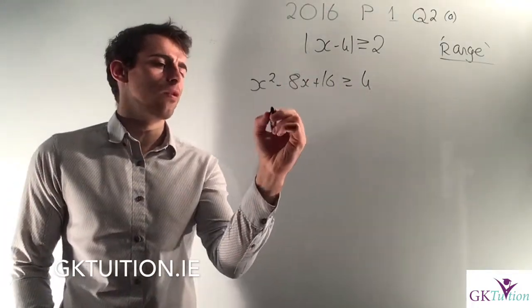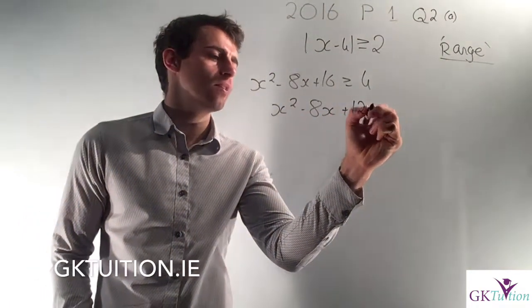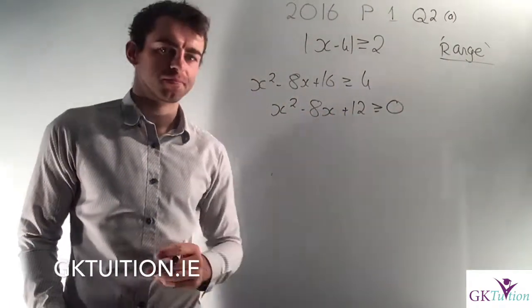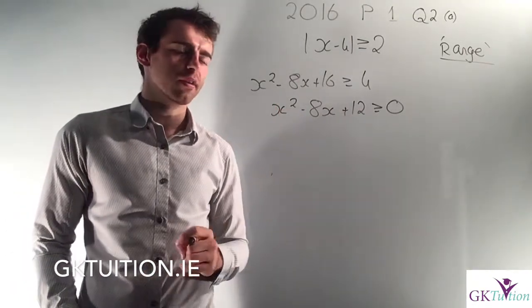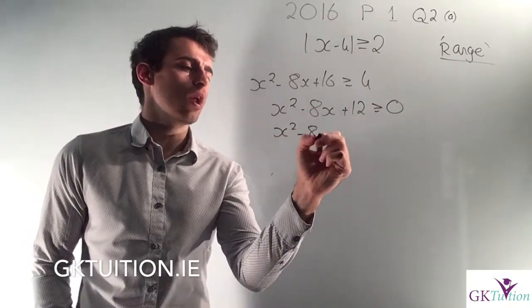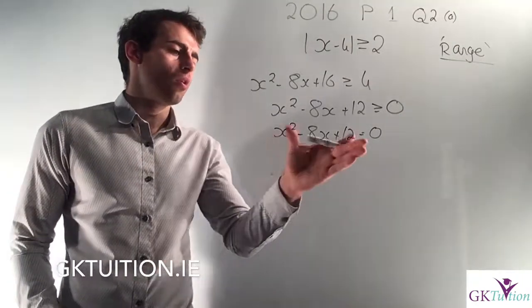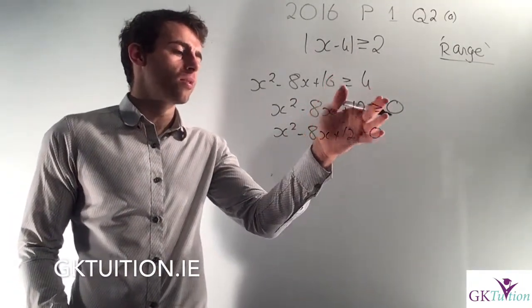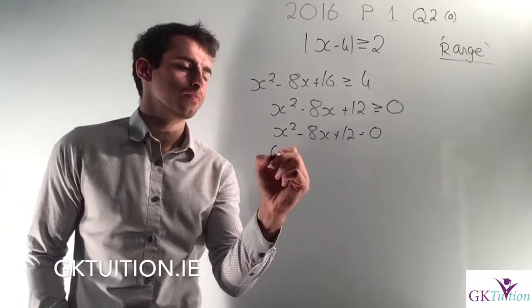So if I subtract 4 from both sides, I'm going to get x squared minus 8x plus 12 is greater than or equal to 0. Now at this point, the next thing I want to do is factorize this quadratic. But before I factorize it, I want to rewrite it, and instead of an inequality, I'm going to write it as an equation. So it's just equal to 0. So all I've done is instead of my greater than or equal to sign, I've put in a 0. Now I can factorize and solve my quadratic.